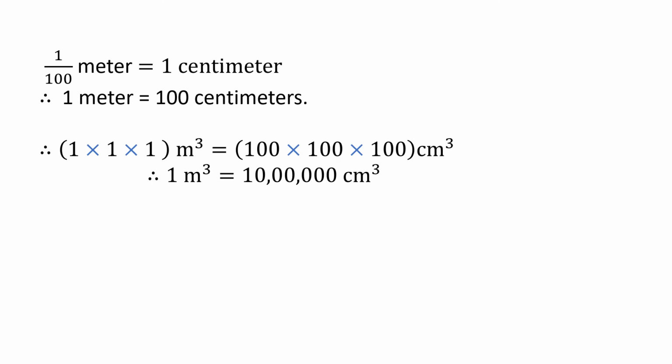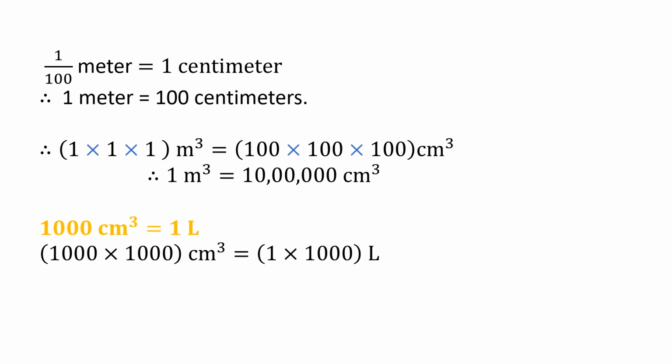As you can see, 10 lakh can easily be split as 1000 times 1000 centimeter cube, equal to 1000 liter. I just multiplied 1000 cubic centimeter equal to 1 liter on both sides by 1000. As you can see from that yellow line, I multiplied 1000 on both sides, and 1000 times 1000 is 10 lakh, and 10 lakh means 1 meter cube. That means 1000 times 1000 cubic centimeter is actually 1 cubic meter.